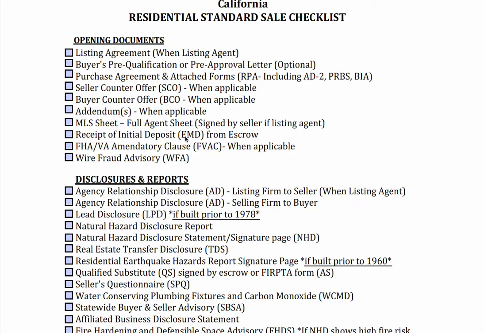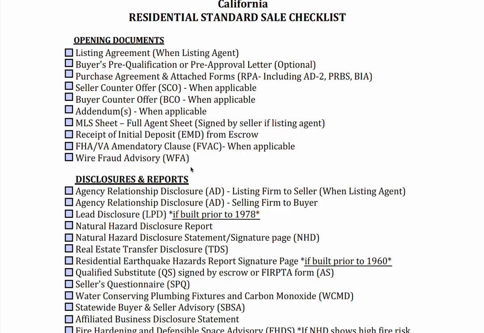The EMD receipt from escrow timestamps when escrow received the earnest money deposit and also the amount. It's good to have on your record. FHA and VA mandatory clause: there's a CAR form, but there's also a lender form. It's required by lenders on any transaction in which the buyer is getting an FHA or VA loan. So that's why we write "when applicable."